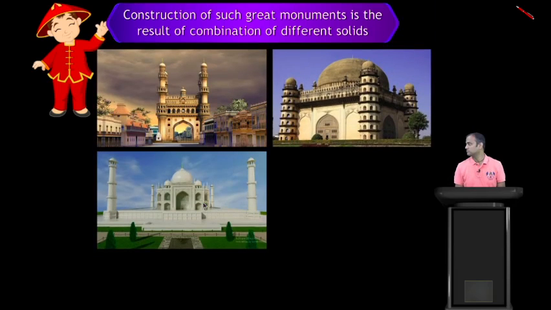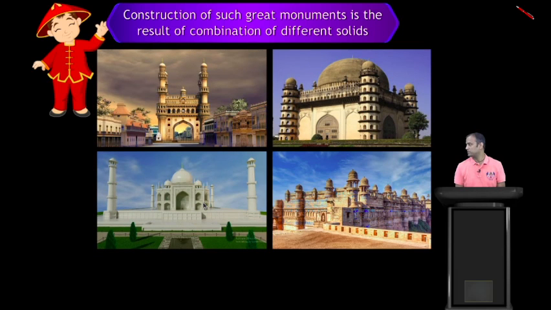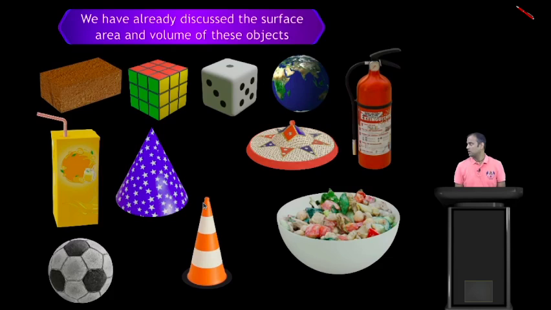So for example, these monuments. Again, we have already discussed the surface area and volume of these objects. So in your previous classes you already learned how to find the surface area and volume of these objects, like the surface area of cube, then cuboid, then we have cylinder.